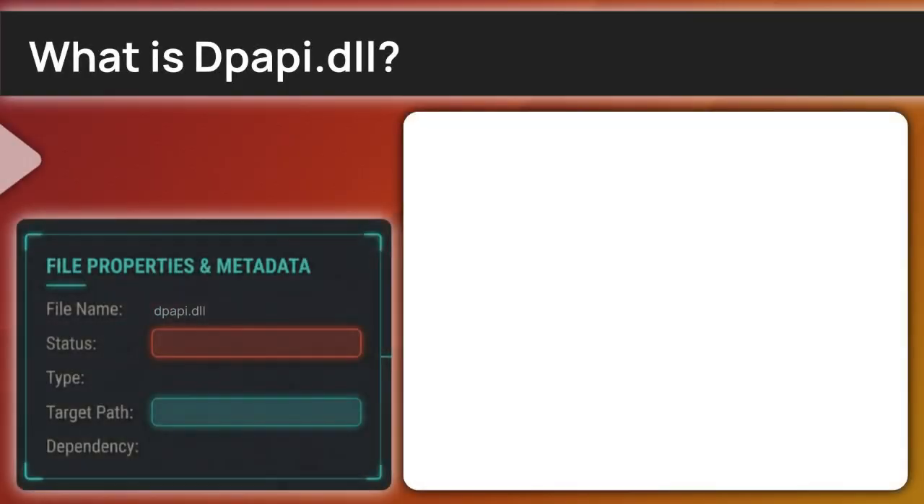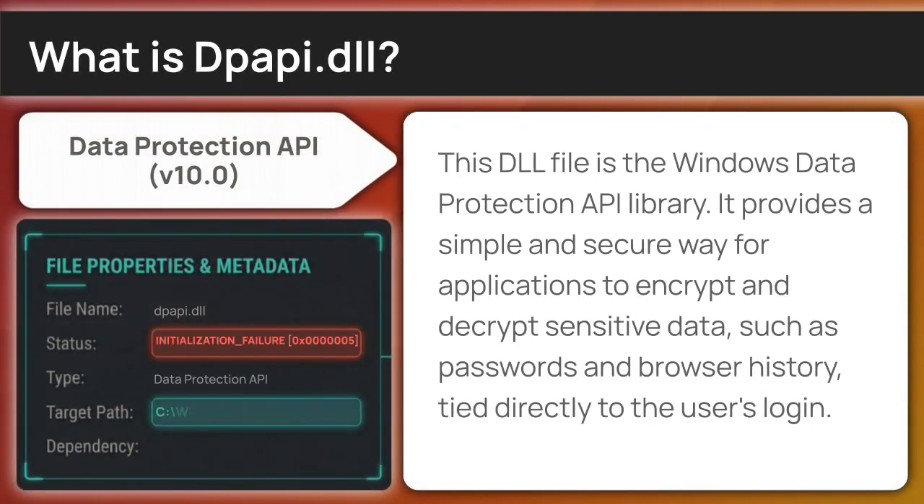This DLL file is the Windows Data Protection API library. It provides a simple and secure way for applications to encrypt and decrypt sensitive data, such as passwords and browser history, tied directly to the user's login.